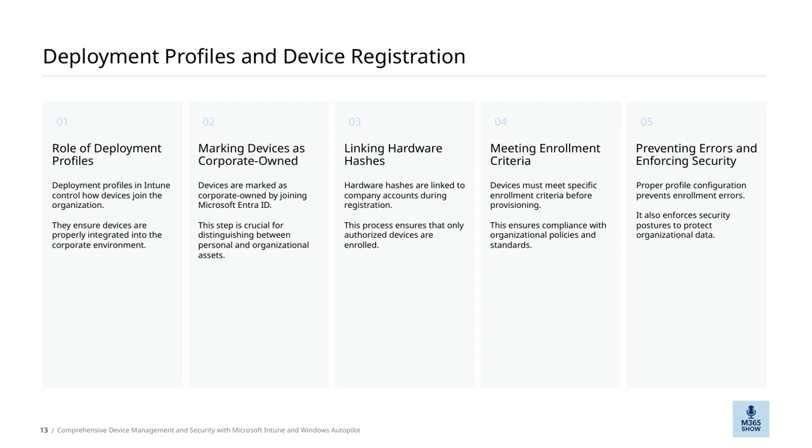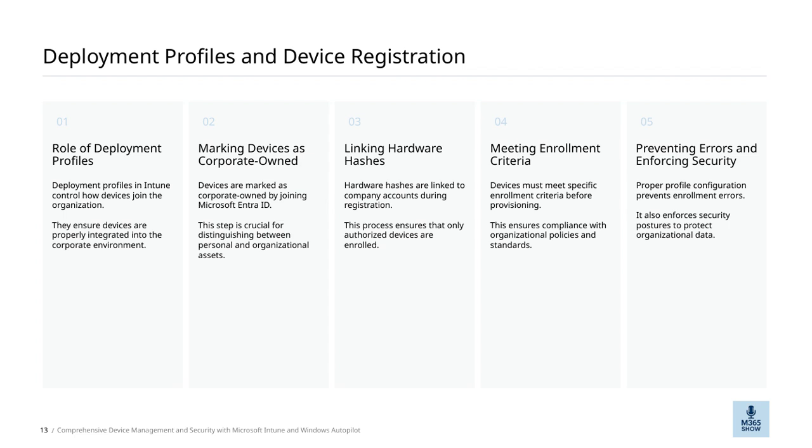When it comes to linking hardware hashes during registration, this process ties each device to a specific company account. It's a crucial step because it guarantees that only authorized devices are enrolled, reducing the risk of unauthorized access. Additionally, marking devices as corporate-owned by joining them to Microsoft Entra ID helps us clearly distinguish between personal and organizational assets. This distinction is important for managing security and ownership rights effectively. Finally, deployment profiles in Intune play a vital role.